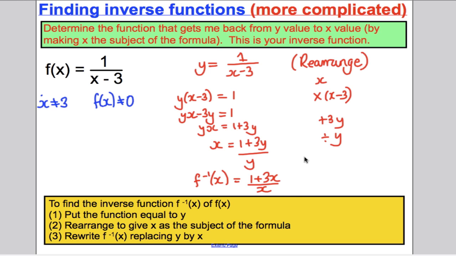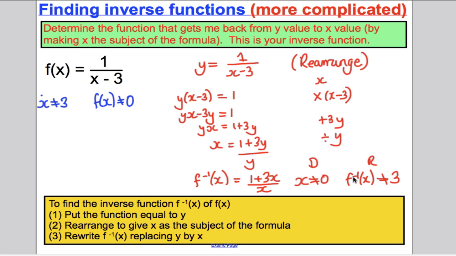We should say what the domain and range are. The domain of this function must be the range of the original function, so x cannot be equal to 0, but it can be any other real number. That's the domain. And the range in this case would be the domain of the original function, so that would be f to the minus 1 of x cannot equal 3. And that's how you do that.